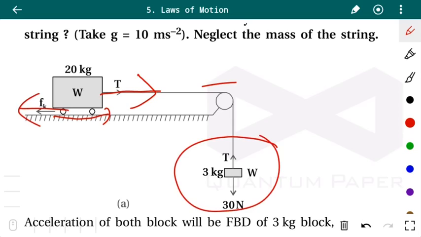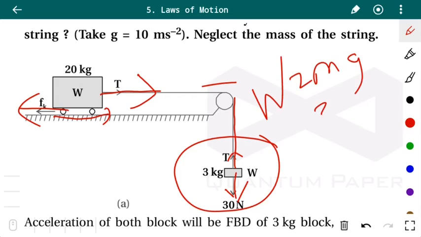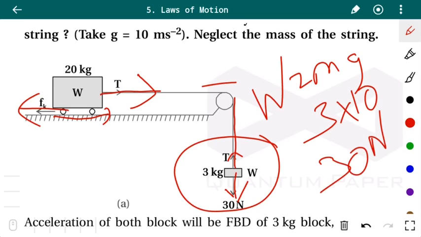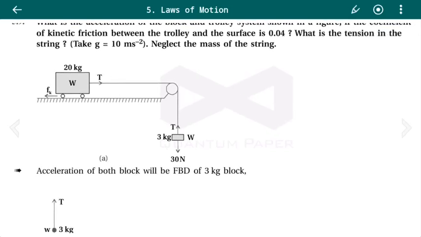When we see this, the tension is prevailing in the upward direction, and because the object is moving downwards, its mass is 3 kg and g is taken as 10. Weight W equals mg, here mass is 3, g is 10, so it will be 30 Newton. So weight will be in downward direction, its value is 30 Newton.